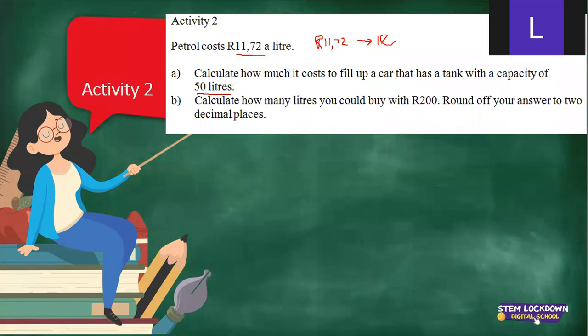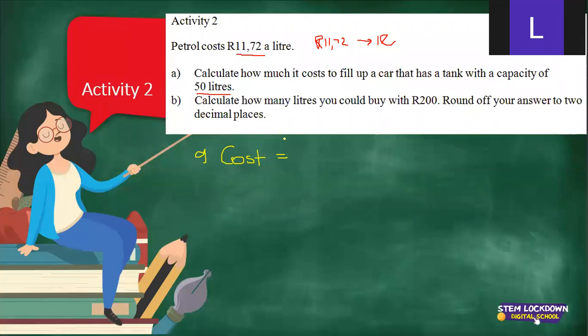Let me proceed. For this one, basically we can use cross multiplication. It's actually simple. If 1 liter costs 11 rand 72, then for 50 liters you need 50 times 11 rand 72. So for A, the cost. I'm getting some responses. Let me just check your responses before I continue. Dando says 586. Let's check if Dando is correct.